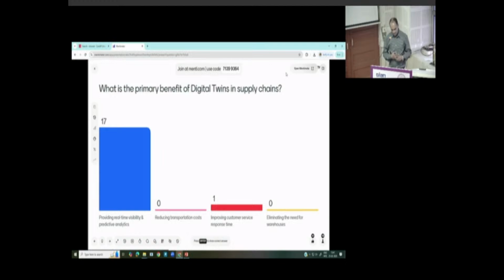And predictive analytics, transportation cost. Basically, when you optimize the transportation cost or any other cost, that will help you to enhance the performance of your company. Improving customer service response rate is not a direct benefit of digital twin. I would say that is an indirect benefit. When you optimize the processes in your supply chain, your service rate will improve, and the customer satisfaction rate will go up. But the primary benefit is to provide real-time visibility and predictive analytics. What the demand forecast is based on the historical data, that we can do with the digital twin.